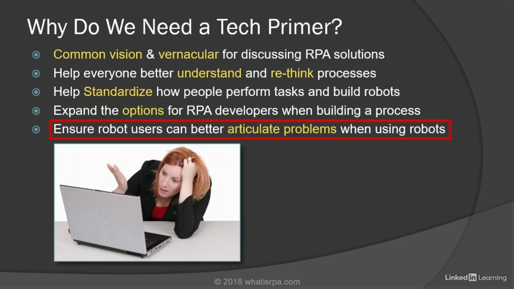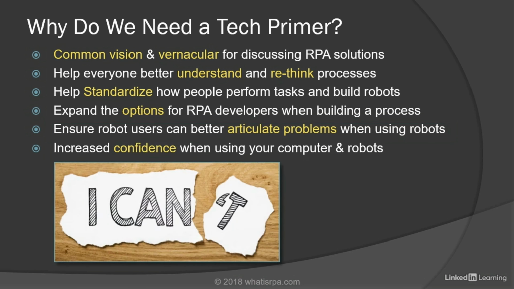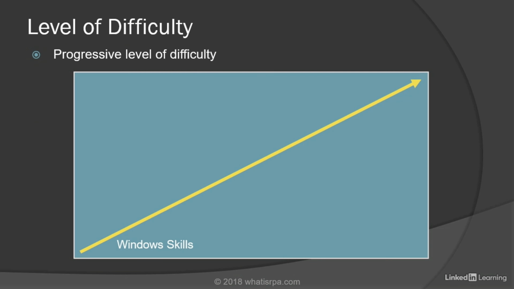I'd like to be able to ensure that robot users can better articulate problems they have when they're using robots. If the robot user can isolate why the robot is experiencing a problem, it will help the RPA developers fix that robot more quickly. Finally, I generally want to increase the confidence of all computer users in the company when using their computers and robots. I realize that there are many different levels of technical knowledge within any given enterprise.